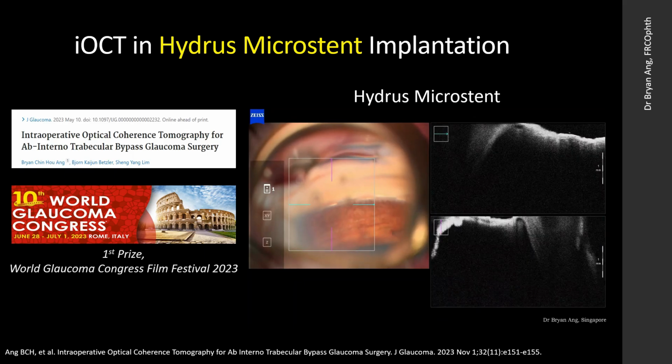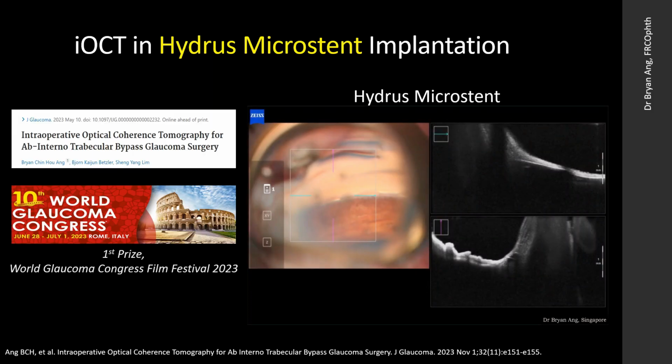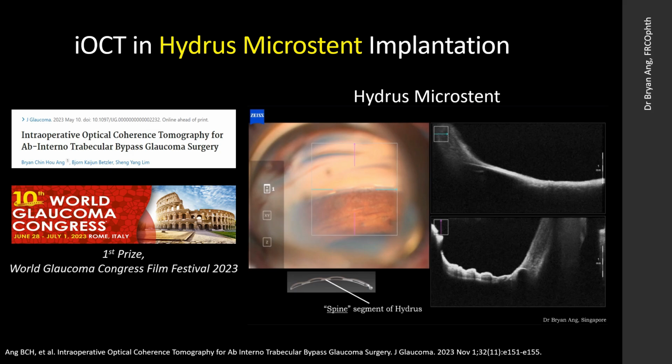Here, as I'm centering the iOCT on the window segment of the Hydrus, on the horizontal cut, the Hydrus appears as a hyperreflective line just lying beneath the surface of the TM. And on the vertical cut, I see what I call the tram track sign, two short curved lines lying just at the angle. Upon centering the iOCT on the spine segment, on the horizontal cut, I see again the hyperreflective line, and on the vertical cut, this time I see what I call the knuckle sign, a curved line pushing upwards at the angle.